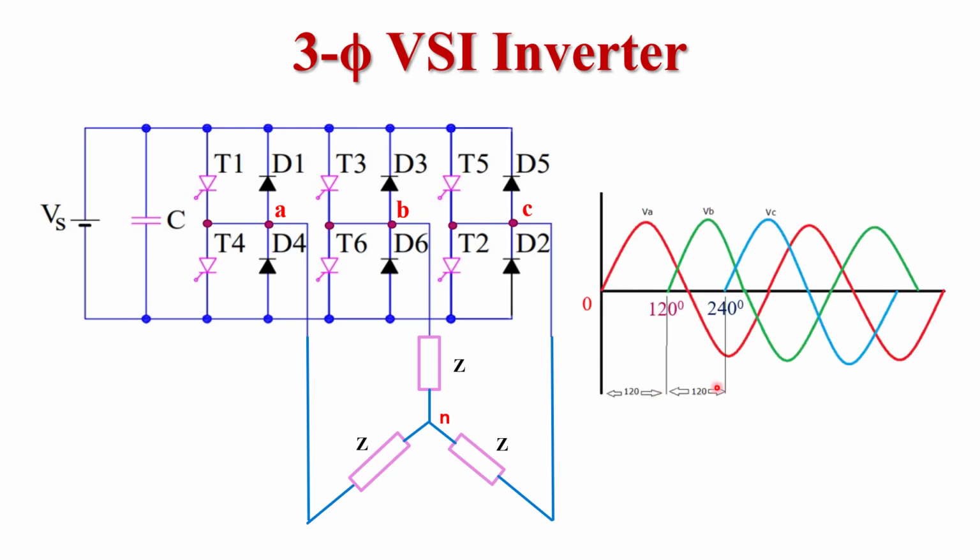Now we know that in case of three-phase supply, if the first phase starts from 0 degree, the second phase starts from 120 degree and the third phase starts from 240 degree.